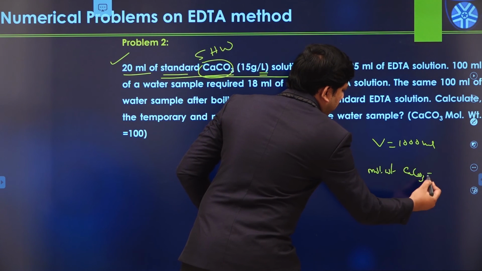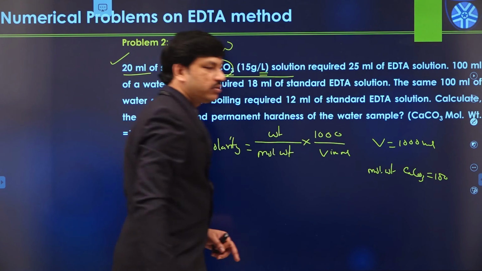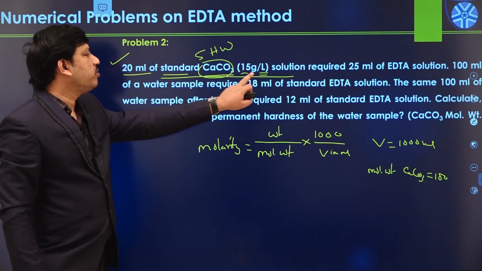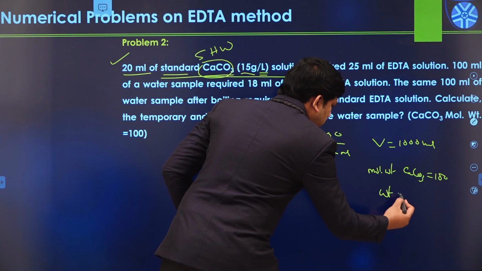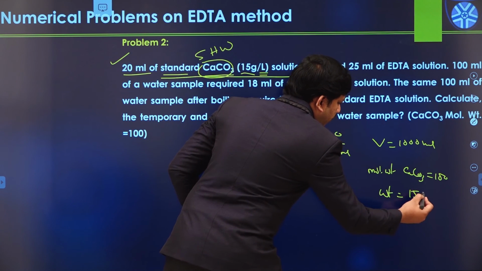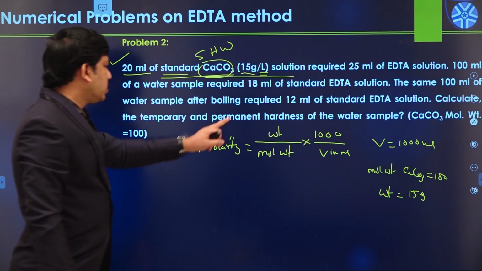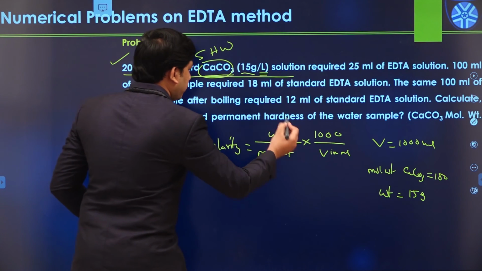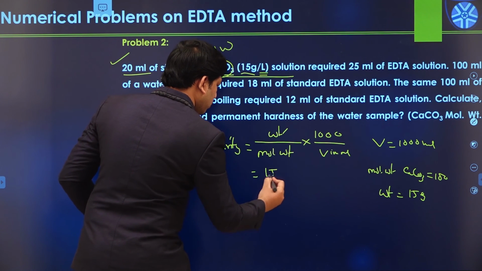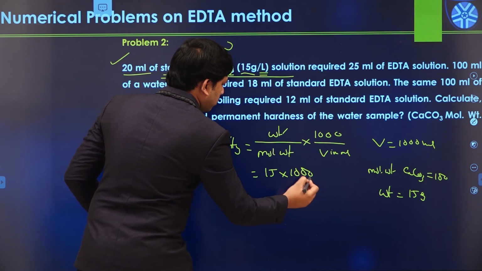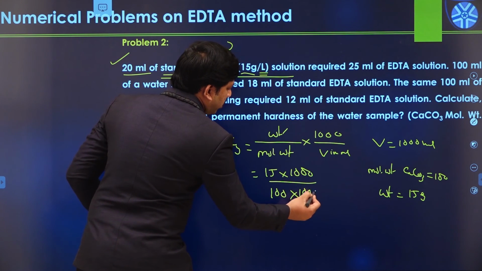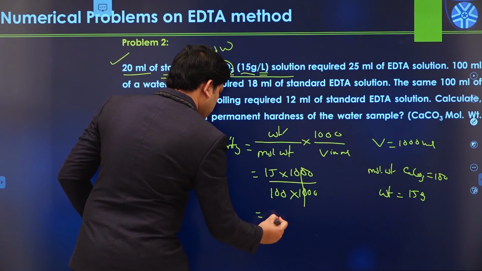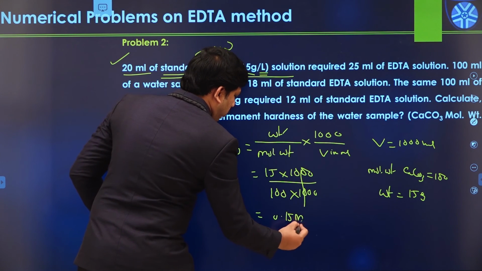Calcium carbonate has a molecular weight of 100. And how much amount are they using? 15 grams. So in this case they have given the weight as 15 grams, and 1000 divided by molecular weight 100, into volume 1000. So that means this is actually a 0.15 molar solution.